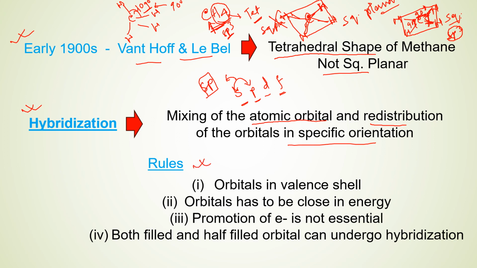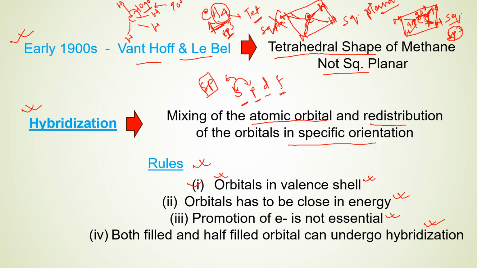Orbitals that will make hybridized orbitals must be in the valence shell. Orbitals have to be close in energy. Promotion of electron is not essential. Both filled and half-filled orbitals can undergo hybridization. So first we will review the orbitals. The first point is the orbitals in the valence shell.